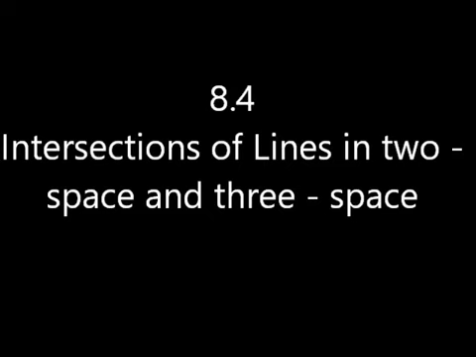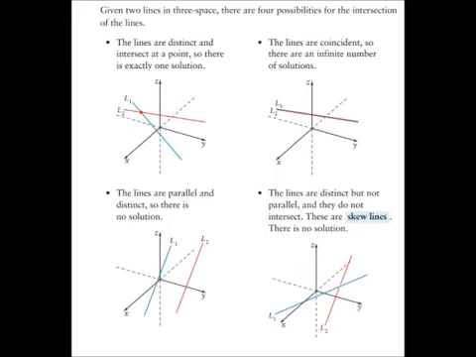8.4 Intersections of lines in 2 space and 3 space. Given 2 lines in 3 space, there are 4 possibilities for the intersection of the lines. The lines are distinct and intersect at a point, so there is exactly one solution. The lines are coincident, so there are an infinite number of solutions.